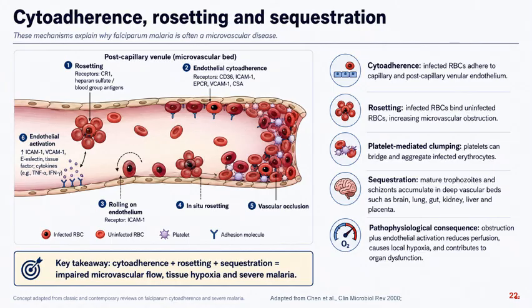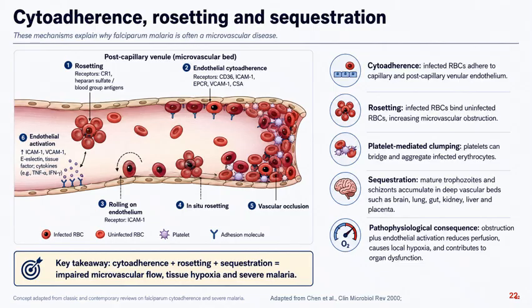Another mechanism by which severe malaria occurs is cytoadherence, rosetting, and sequestration. These terms are related, but they are not synonymous. Cytoadherence is the binding of infected red cells to the vascular endothelium. Rosetting is the binding of an infected red cell to uninfected red cells, producing a flower-like cluster. Platelets mediate this clumping, when platelets bridge infected red cells. Sequestration is the accumulation of mature infected cells in the deep vascular beds, such as the brain, the gut, the kidney, lungs, liver, and placenta.